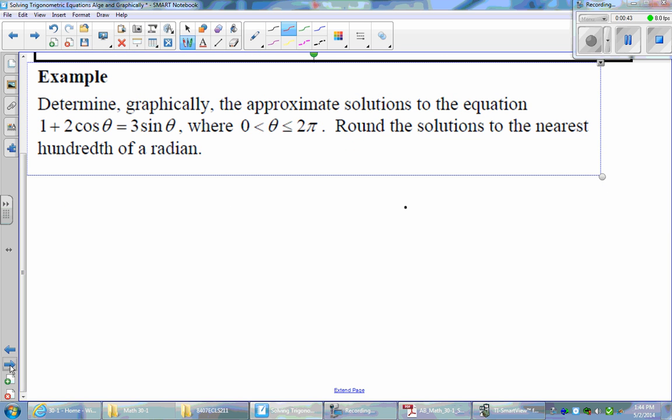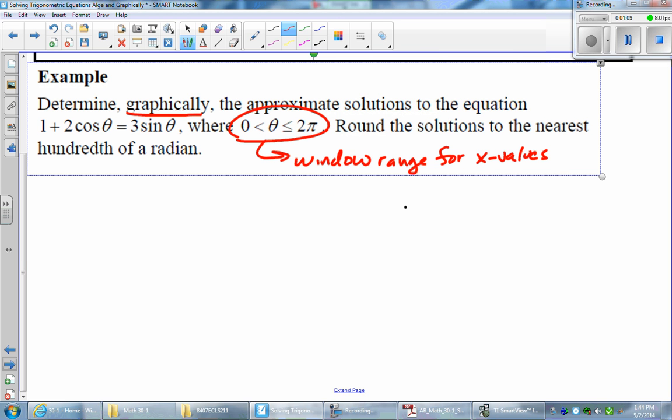First of all, I want to determine graphically the approximate solutions to the equation 1 plus 2 cos theta is equal to 3 sine theta in this given domain. What the domain will tell you is the range, the window range for your x values. So always keep in mind what your domain is, because that will help you set your window.